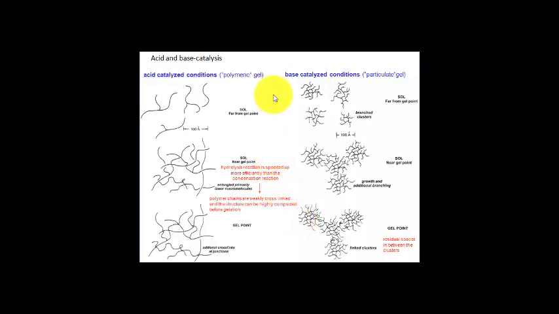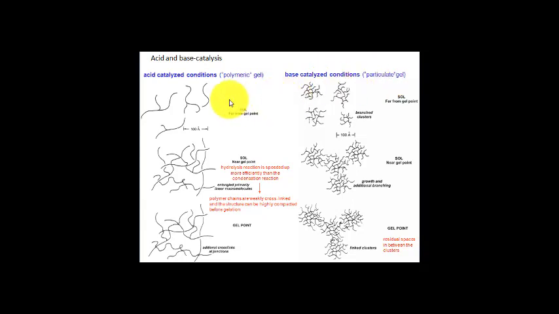These condensations can be of two types: acid catalyzed condensations or base catalyzed condensations. In acid catalyzed condensation, we get polymeric gel. In base catalyzed condensation, we get particulate gel.